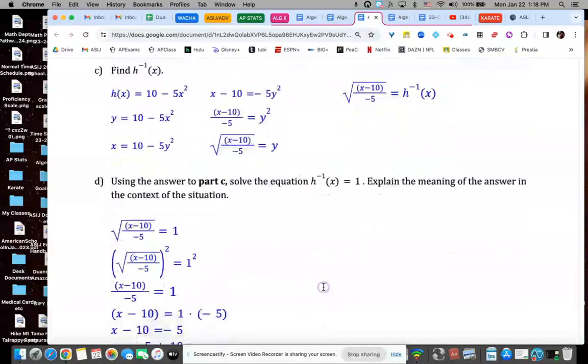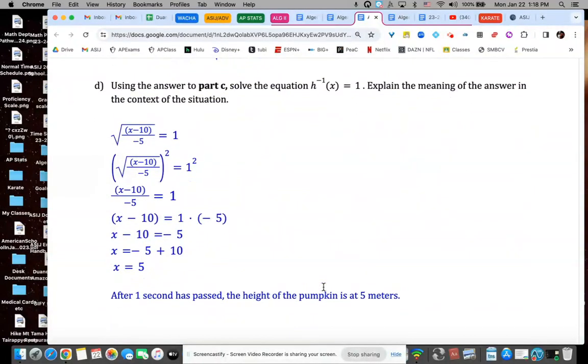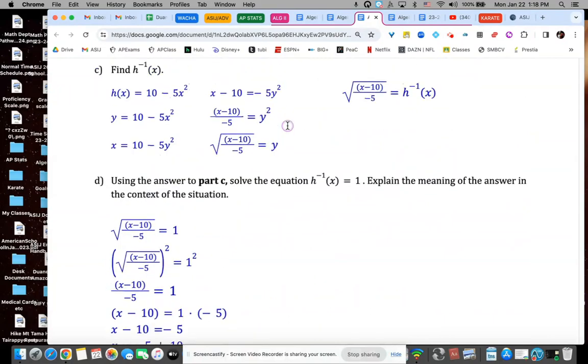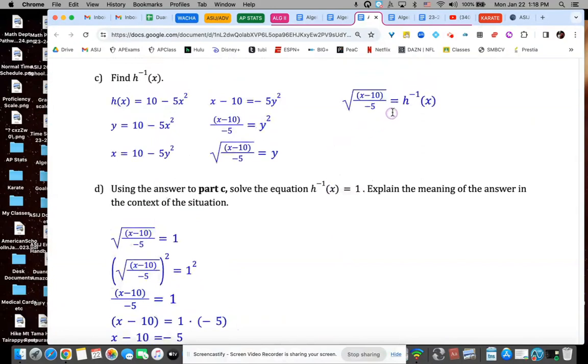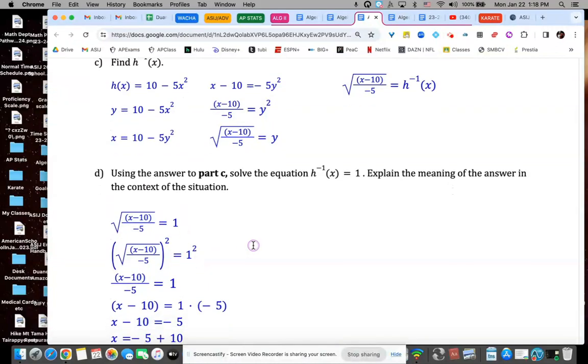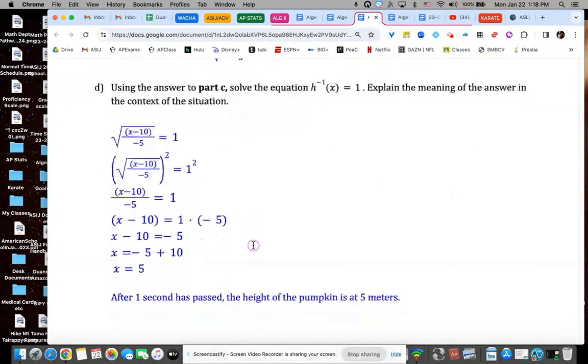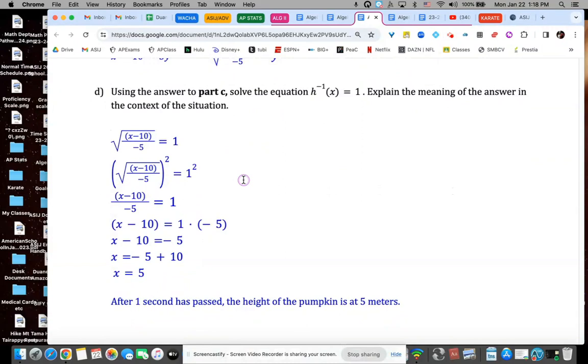So hopefully that kind of all comes together. Now here they go. So this is the hard part. Using part C, they say let's make the inverse equal to 1. So I take the inverse that we found, which you can see here, and set it equal to 1, just like they told me. There's no deeper meaning yet. It's just practicing solving equations.